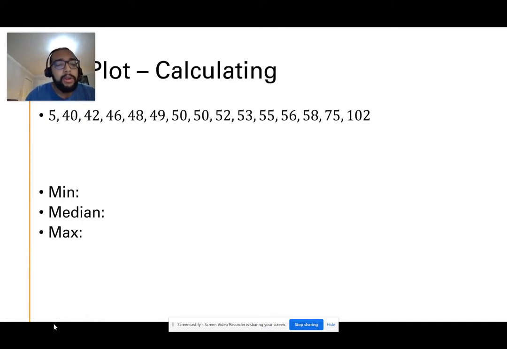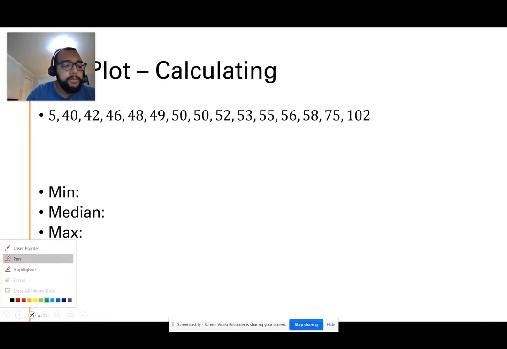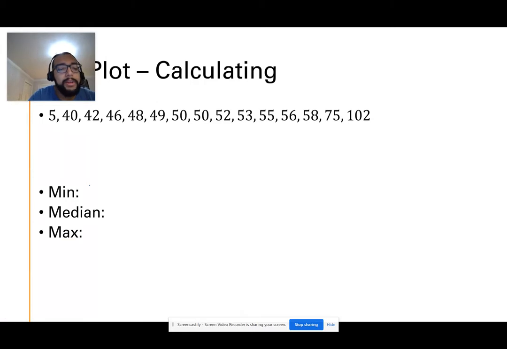The min is our smallest number. Let me get a different color. The min is going to be our smallest number, and the max is going to be our biggest number. In this case, again, I gave you the numbers already from least to greatest, so nothing to worry about right there. And then the median is going to be the middle number.